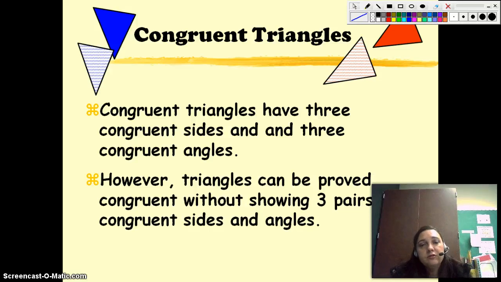Congruent triangles have three congruent sides and three congruent angles. What that means for us is that we would have to show all three sides were congruent and all three angles were congruent. That gets to be a lot to do when we're trying to work these out. So triangles can be proved congruent without showing three pairs of congruent sides and three pairs of congruent angles. We can use just a combination of sides and angles.